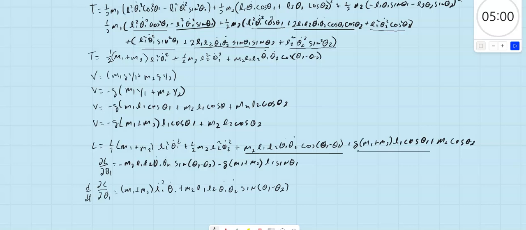Then right here, okay, I need to delete this for a second. Delete right here, because in reality, what it's going to do is I need to remove the theta 1 dot and do that. I get theta 1 dot and theta 2 dot cosine theta 1 minus theta 2.